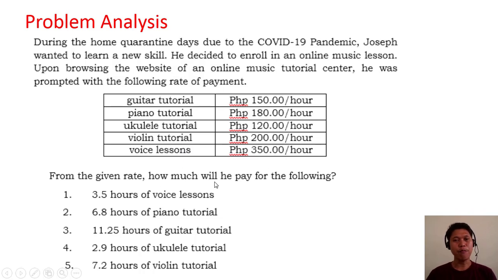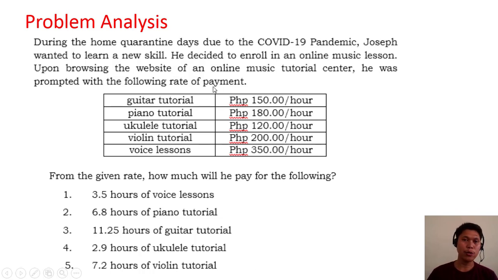From the given rate, how much will he pay for the following? We have number 1, 3.5 hours of voice lessons. Number 2 is 6.8 hours of piano tutorial. Number 3 is 11.25 hours of guitar tutorial. Number 4 is 2.9 hours of ukulele tutorial, and number 5 is 7.2 hours of violin tutorial.